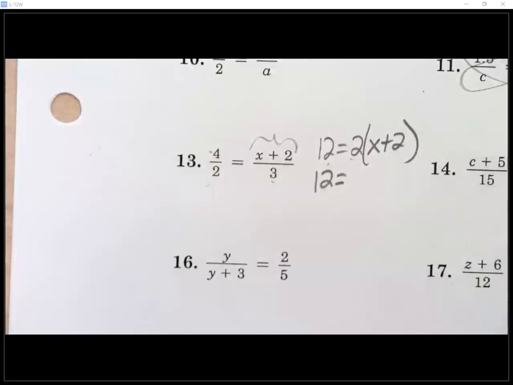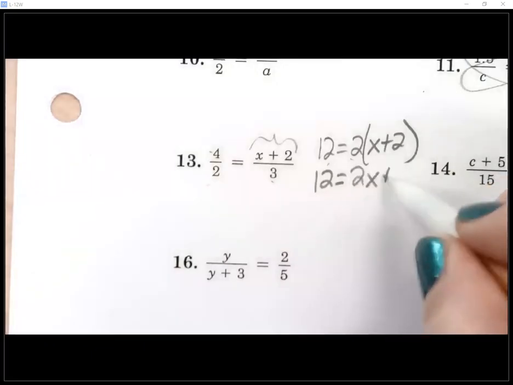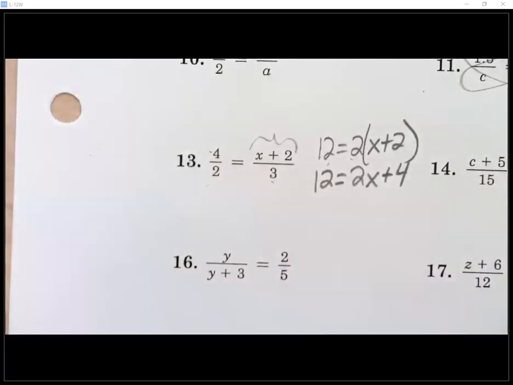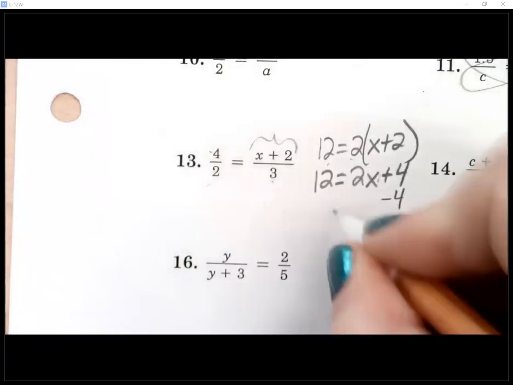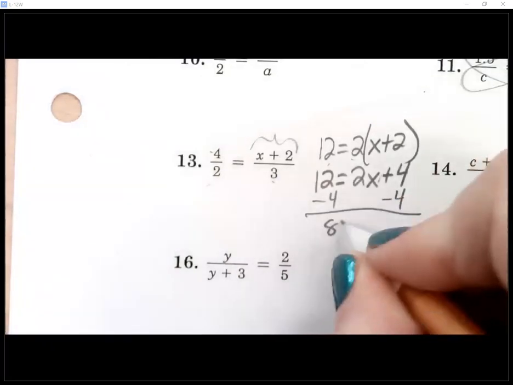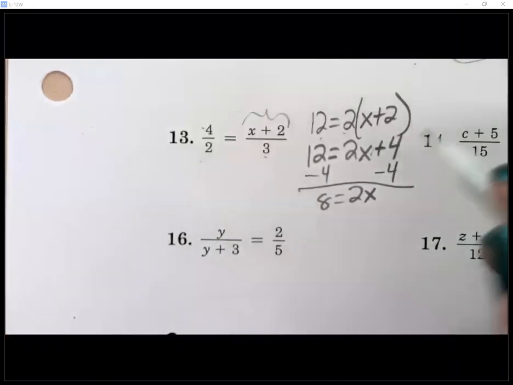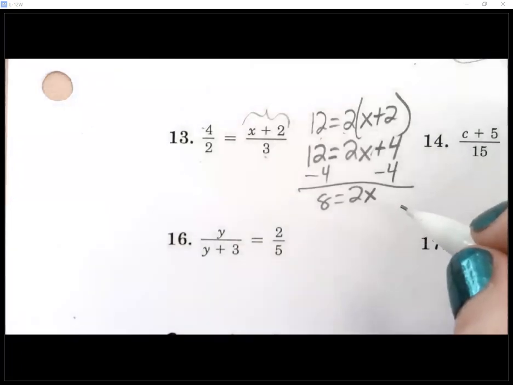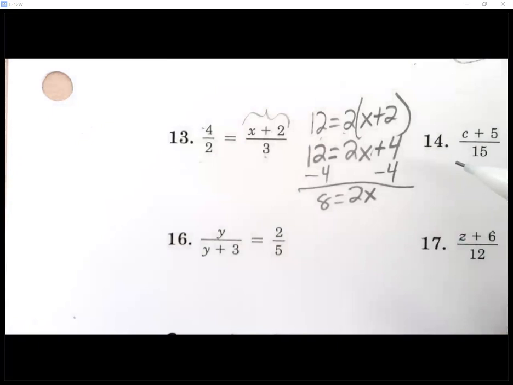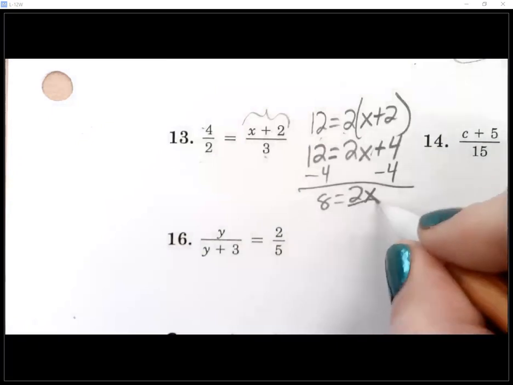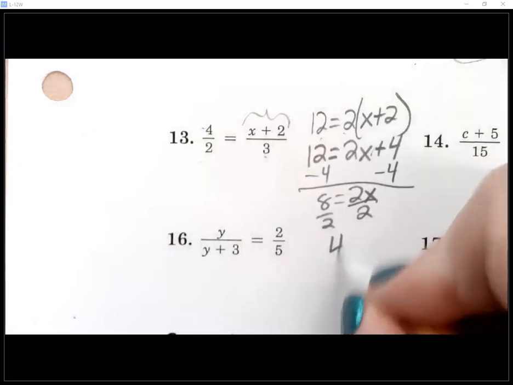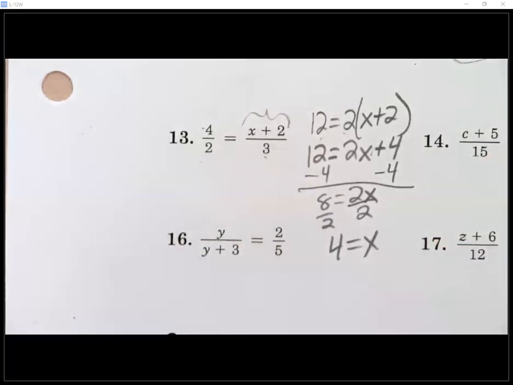2x plus 4. Yes. And then what am I supposed to do? Yeah, I want to subtract 4 from both sides. So now I get 8 equals 2x, and then so what do I do now? Divide. Yes, good. So my final answer is 4. So everybody double check your answer to 13. You should have gotten a 4 there.